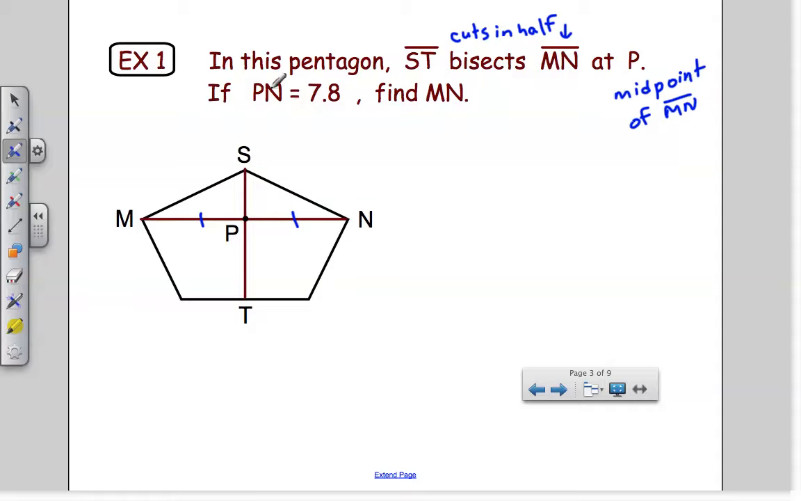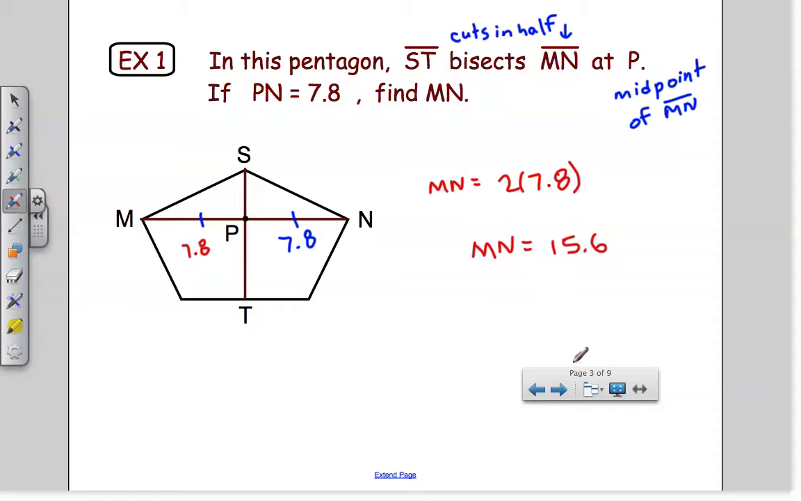Let's see what I'm figuring out here. If line segment PN, notice without this segment above it, we're talking about the length. So P to N is 7.8. I want to find MN. Well, MN is this entire segment, which if this is 7.8, so is MP, because again, P was a midpoint. So MN either equals 2 times 7.8 or 7.8 plus 7.8. Either way, I find that MN is 15.6.